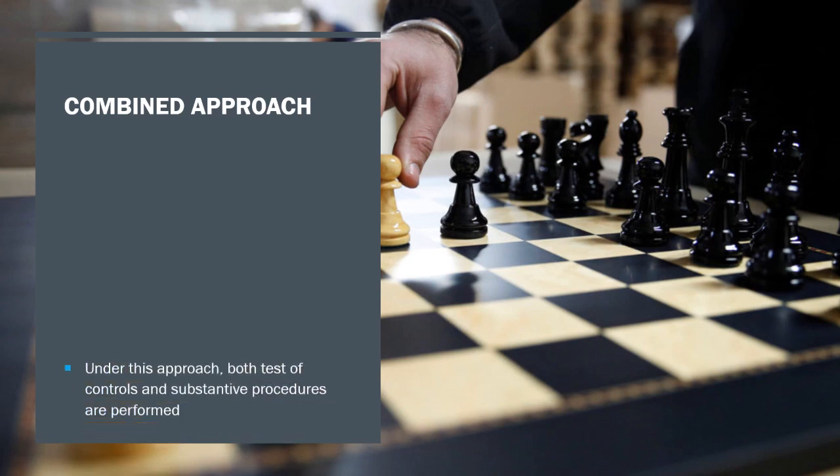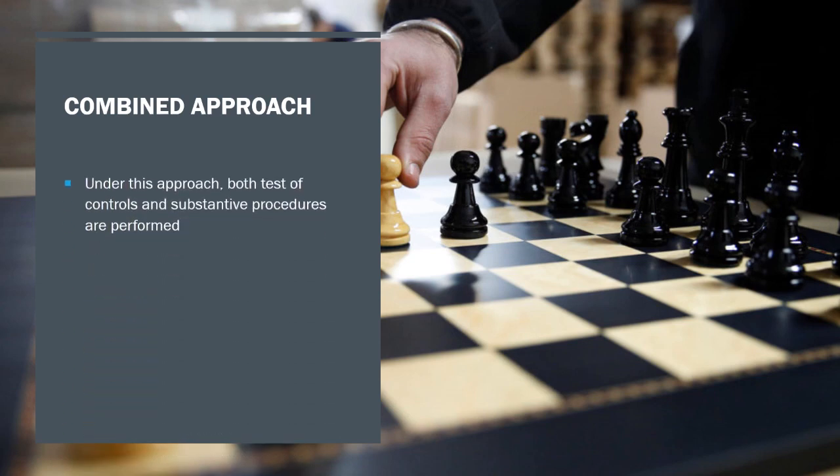Combined approach. Under this approach, both tests of controls and substantive procedures are performed. If substantive procedures do not provide sufficient audit evidence, tests of controls are needed to obtain audit evidence. For example, if an entity uses a high degree of judgment for transactions, the auditor would be concerned to obtain an understanding of the operating effectiveness of controls, and how the entity reached transaction amounts.